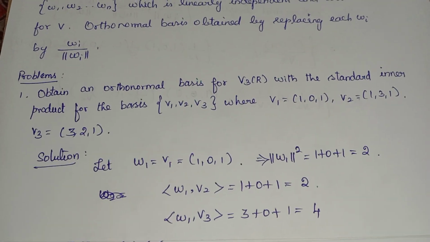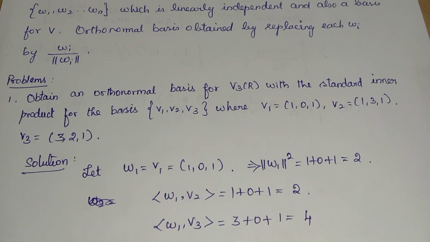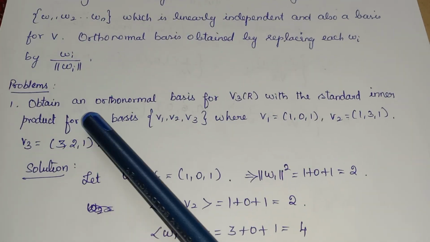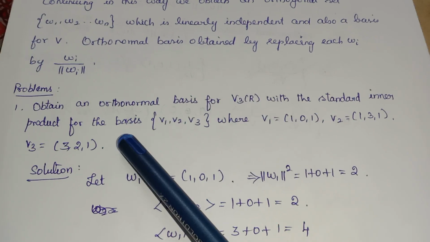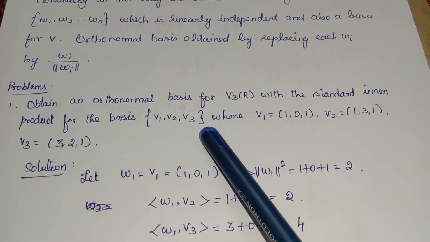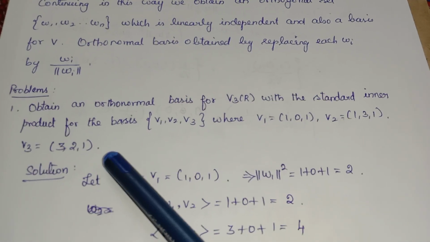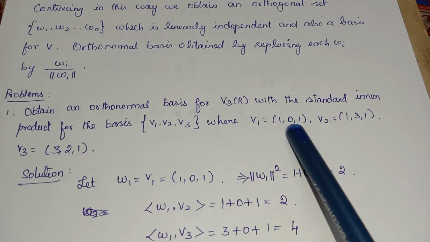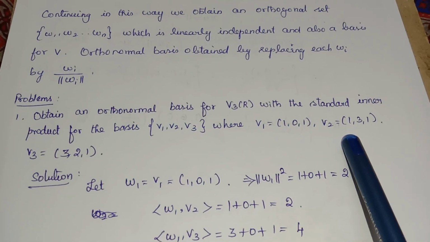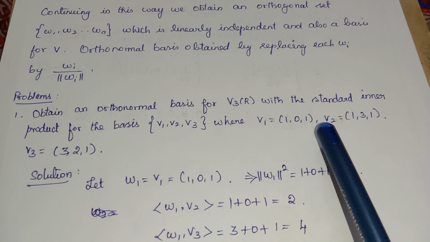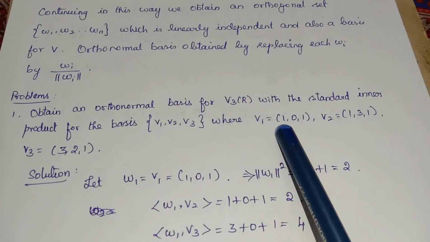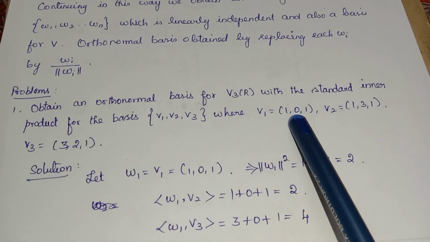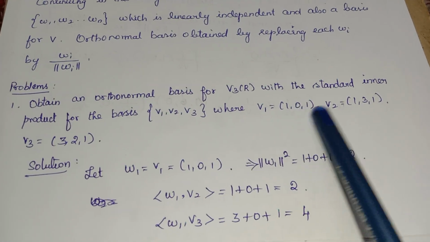Let's see some problems based on the Gram-Schmidt orthogonalisation process. Obtain an orthonormal basis for R3 with the standard inner product for the basis v1, v2, v3, where v1, v2, v3 are given here. See, this is not our standard basis. If you are given the standard basis, it will automatically become an orthonormal basis. But here this is not the standard basis. Some other basis is given. From this, I am going to construct one orthonormal basis.